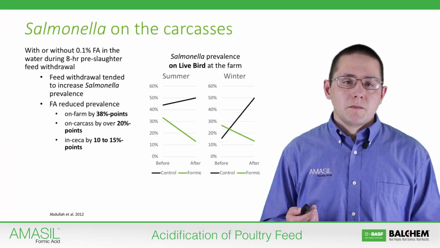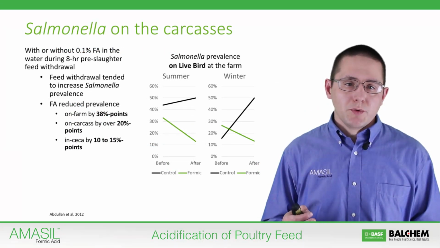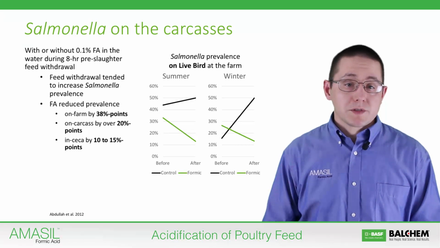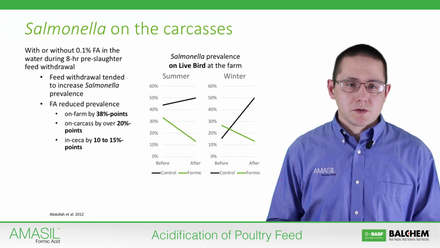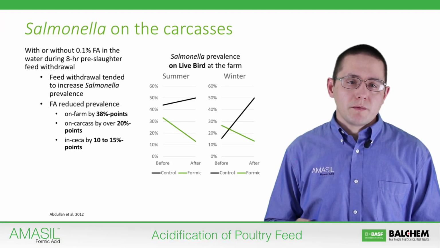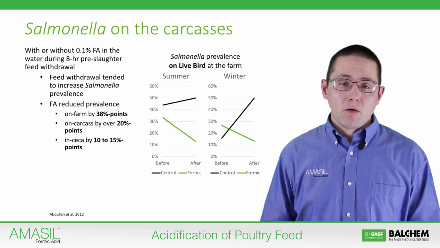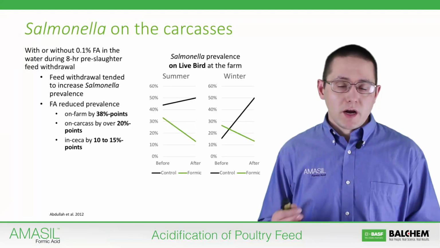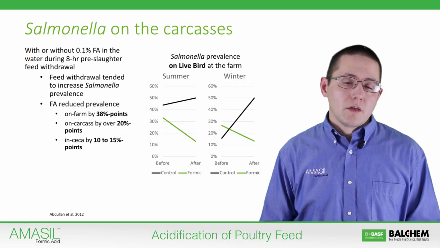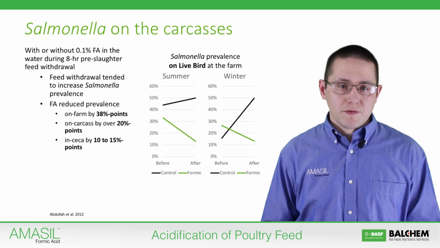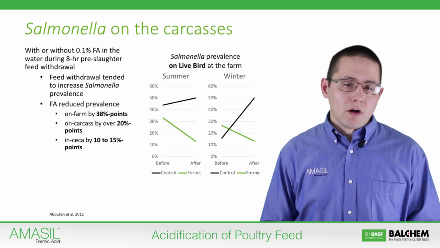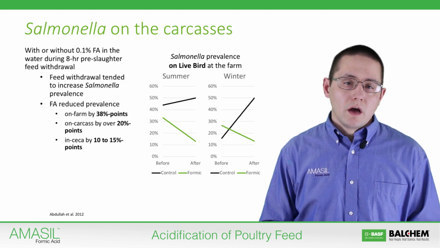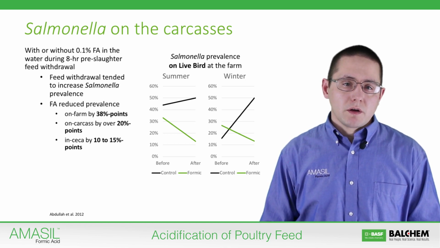And then finally, when you're looking at salmonella control, ultimately our goal for salmonella control is to keep the salmonella out of your processing facility. So this was a trial where they looked at 0.1% formic acid in drinking water during an 8-hour pre-slaughter feed withdrawal. So this is that critical period where you've taken these birds off of feed, they're starting to pick at the litter, they're starting to pick at each other's feathers, and as you can see very clearly, regardless of where the salmonella prevalence started in the summer or winter, you end up with about 50% prevalence in birds on non-acidified water and about 11 to 12% prevalence in birds fed acidified water.